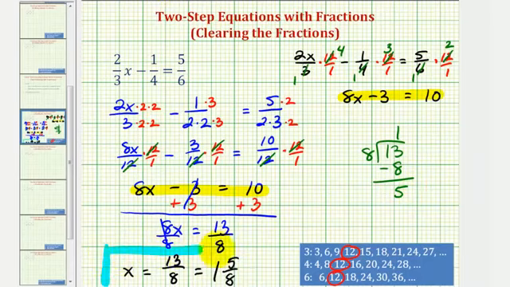This solution is correct. So I would encourage you to take a look at the other example where we solve this by leaving the fractions in the equation just to see the result is the same. I hope you found this helpful.